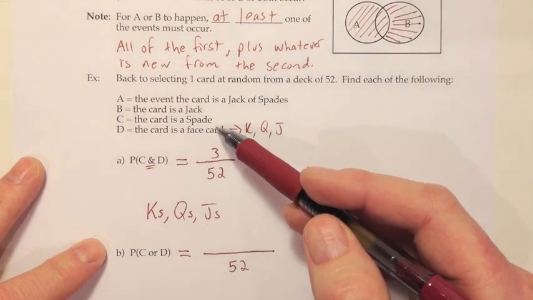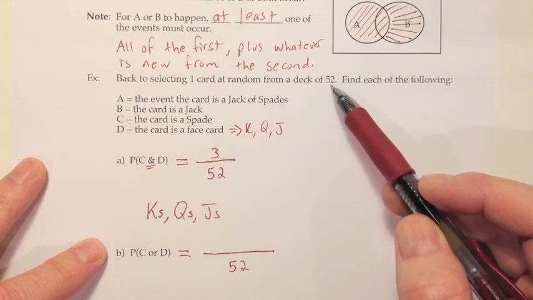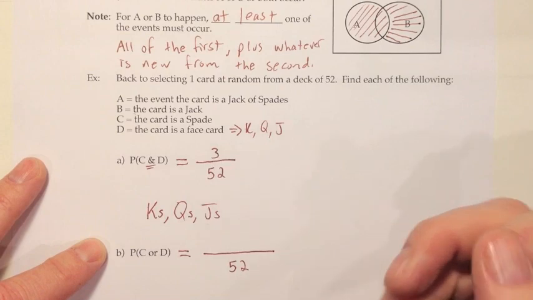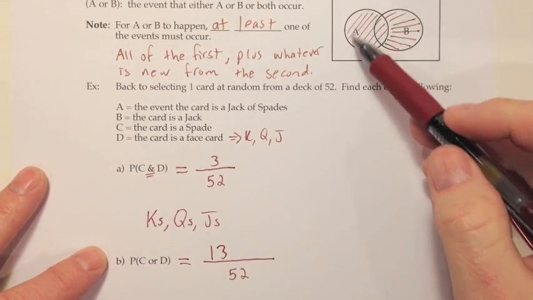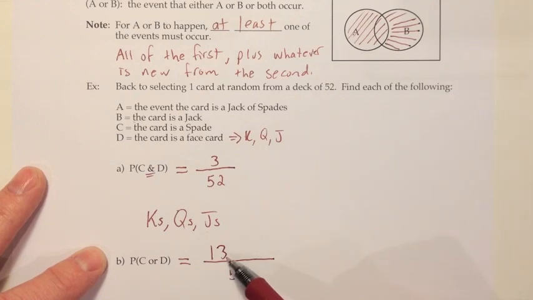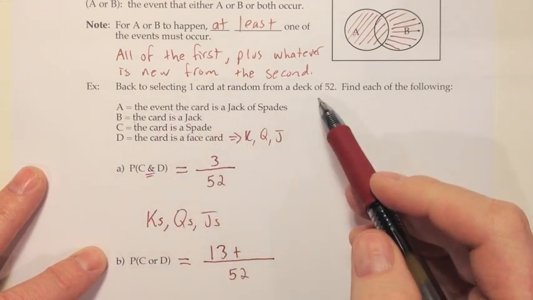Spade is a suit. There's 4 suits and they're divided evenly. So 52 divided by 4 is 13. There's 13 of each suit, including spades. And according to this Venn diagram up here, I want to count all of the first one. So I want to count all 13 spades. And then it says plus anything that's new from the second.